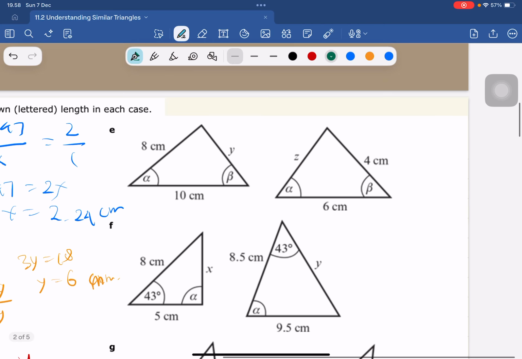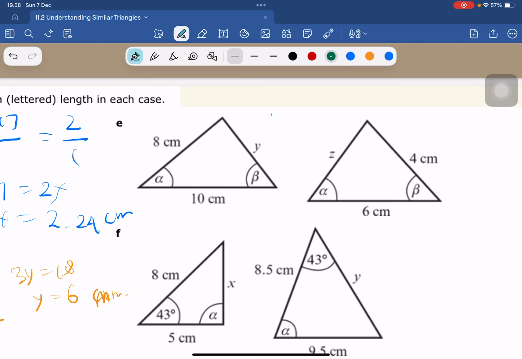Okay, for E. So first, we got 10 over 6 equal to y over 4. And another one, we got 10 over 6 equal to 8 over z. Okay, we could simplify the left side by dividing by 2. So it's going to be 5 over 3 equal to y over 4. So 3y equal to 5 times 4 is 20. So y equal to 6.67 centimeters.